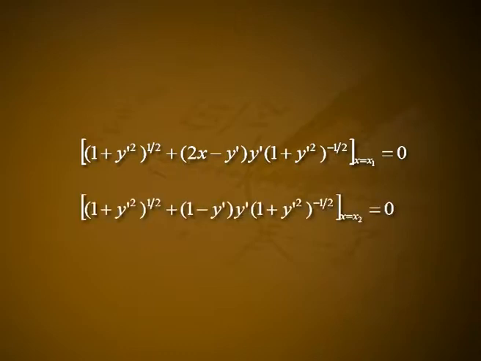Thus, the transversality condition 9 gives (1 + y'^2)^(1/2) + (2x - y')(1 + y'^2)^(-1/2) = 0 at x = x1. Let it be equation number 10. (1 + y'^2)^(1/2) + (1 - y')(1 + y'^2)^(-1/2) = 0 at x = x2. Let it be equation number 11.